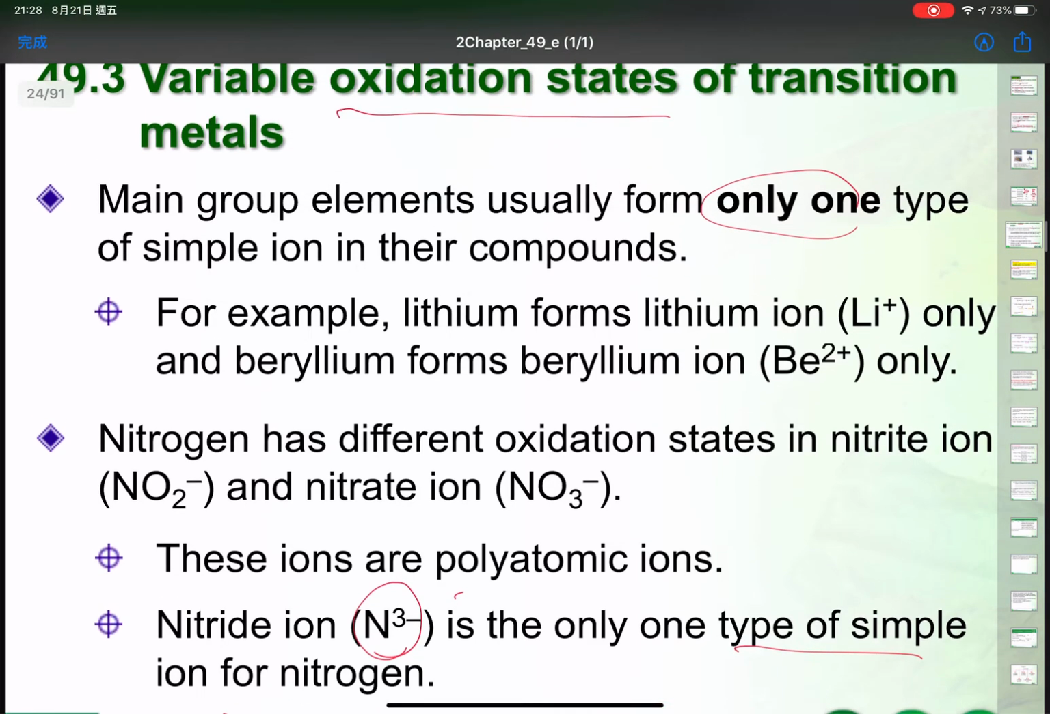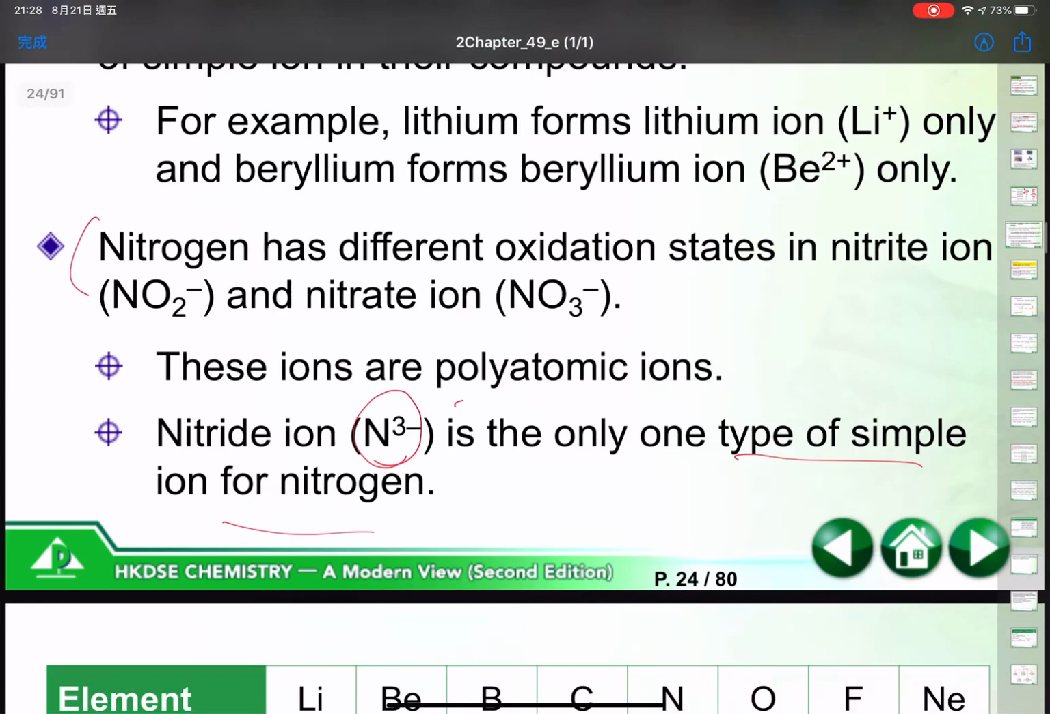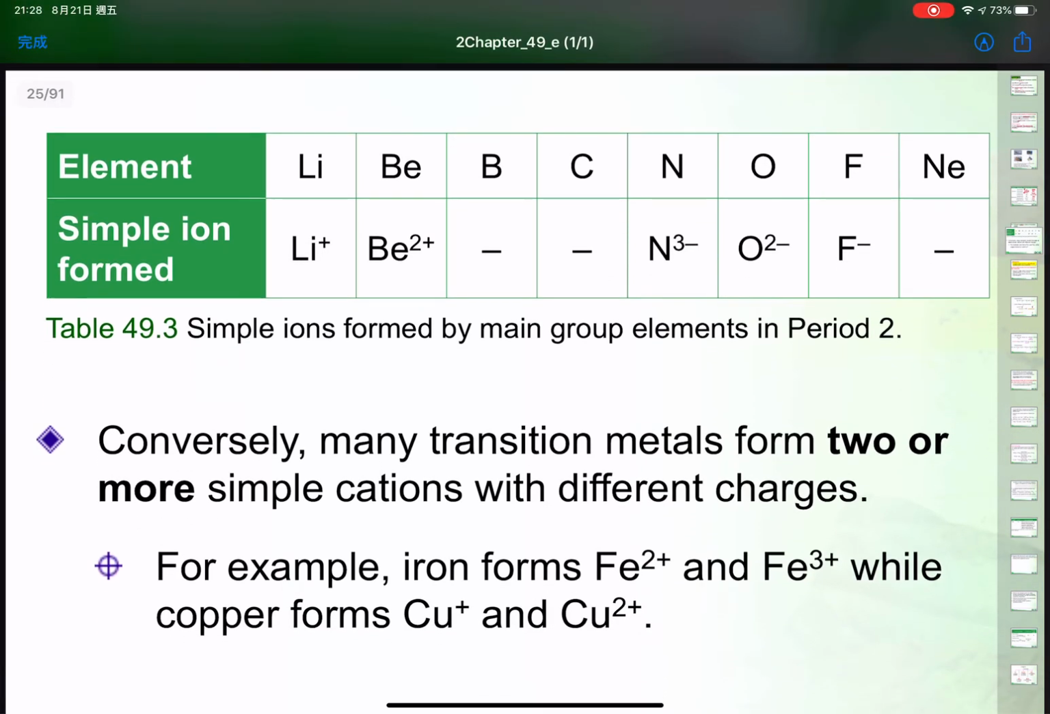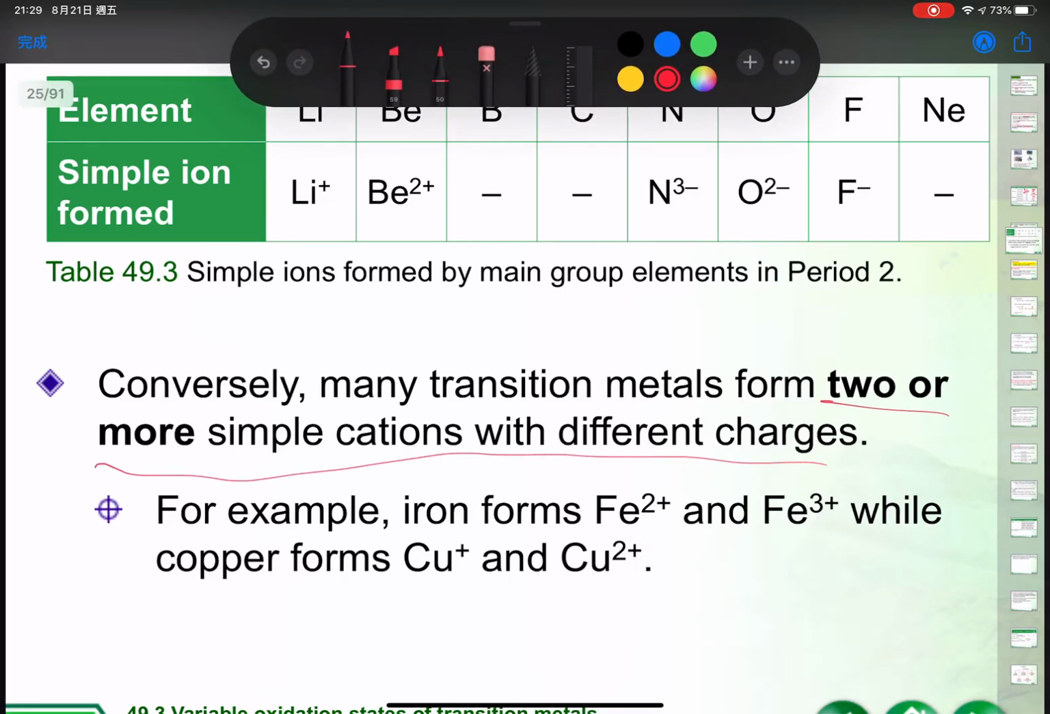Okay, but basically, for many main group elements, there's only one. Except nitrogen. Nitrogen has more than one. Except nitrogen, but most of them basically only have one. But for transition metal, more than one, there are 2 or more simple cations. Okay, like iron 2, iron 3, copper. We have copper 1, copper 2.